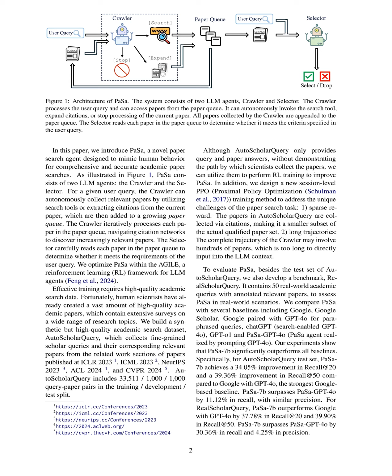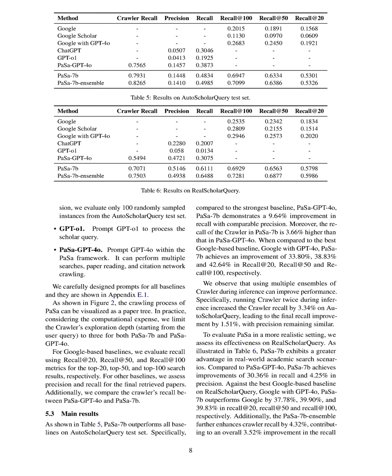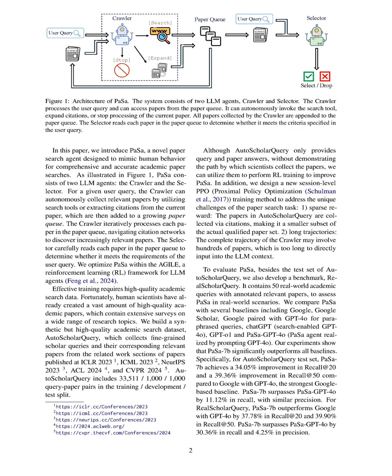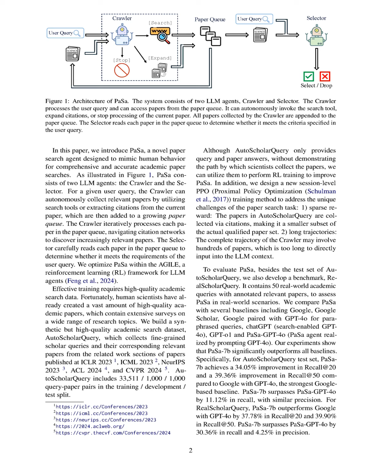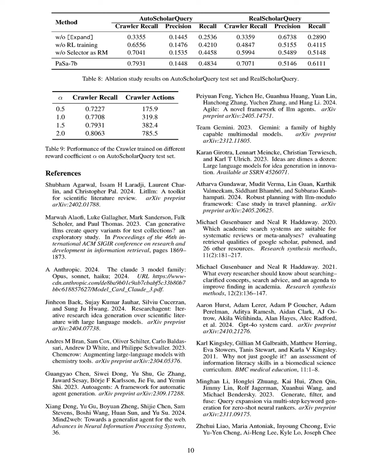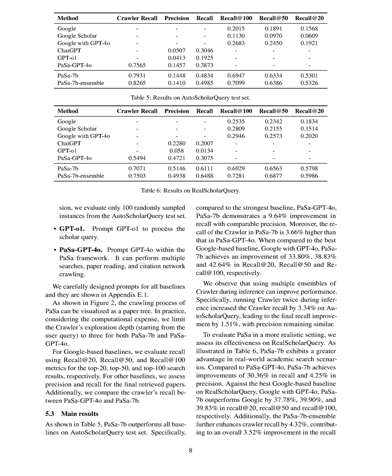For instance, in the AutoScholar query test set, PaSa 7b achieves a 34.05% improvement in Recall at 2.0 and a 39.36% improvement in Recall at 5.0 compared to Google with GPT-4o, the strongest baseline. Additionally, it surpasses PaSa GPT-4o by 12% in recall while maintaining similar precision levels. In real-world scenarios assessed through Real Scholar Query, PaSa 7b shows a 37.78% improvement in recall at 2.0 and a 39.90% improvement in recall at 5.0 over Google with GPT-4o, further demonstrating its effectiveness in enhancing academic paper search outcomes.